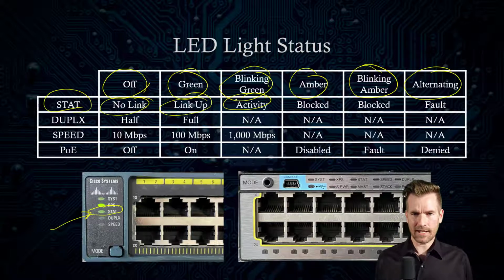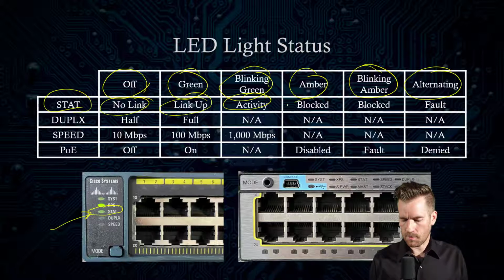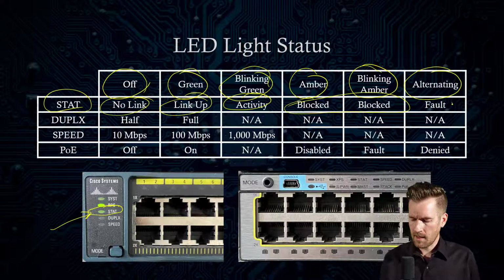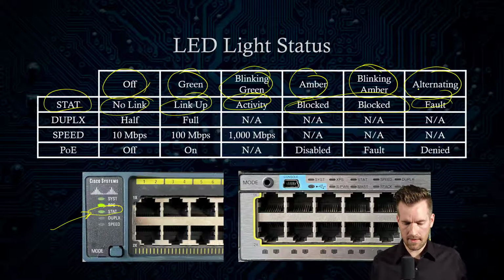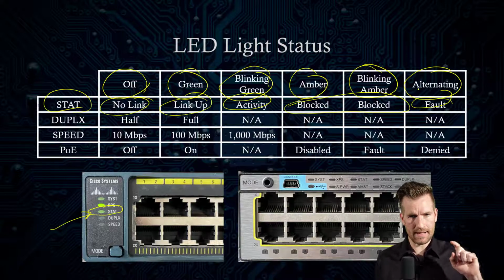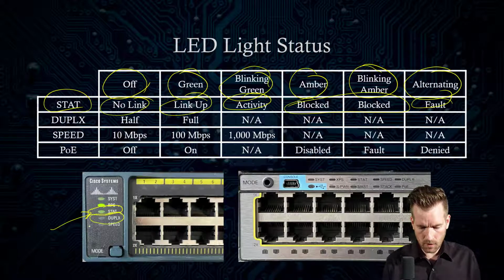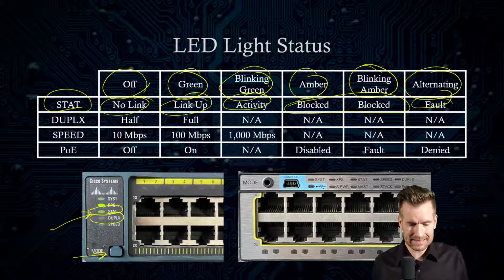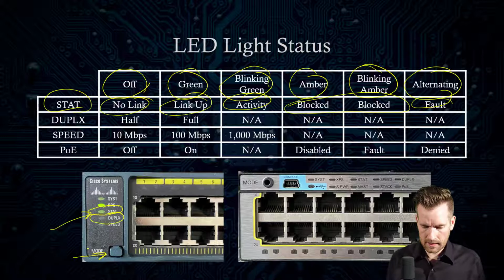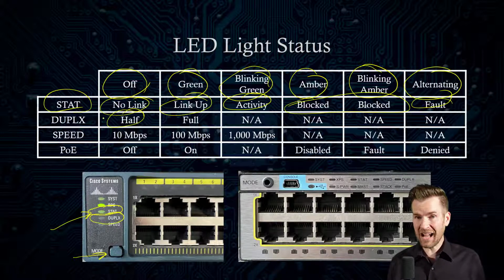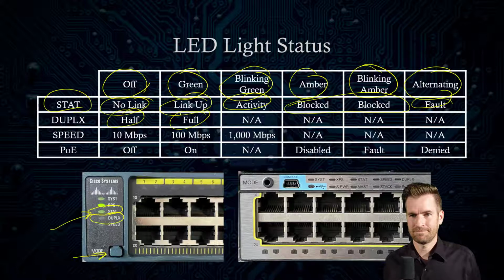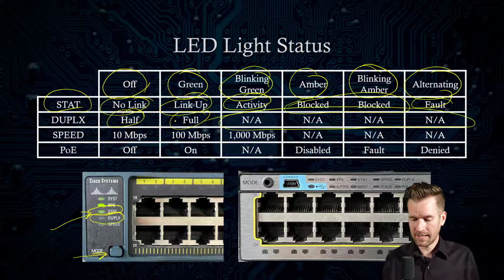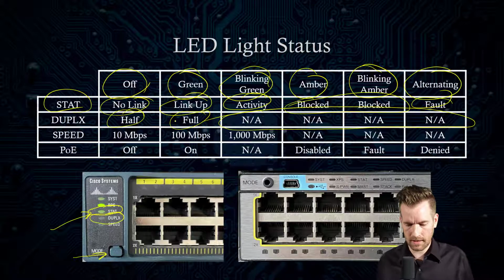If it's blocked, and we'll talk about blocked ports later on, then it will be amber or amber blinking, or if there's some sort of fault, something's wrong with it, then it will be alternating between the green and the amber. We press the mode button, and when we press the mode button, then it will shift down. So we press this mode button right here, it'll shift down to duplex. And when it's in duplex, then it's going to indicate that it's half duplex if it's off, or full duplex if it's green. Pretty basic. You got two options there. So the rest of this, not applicable. It doesn't have any amber lights or blinking green lights.